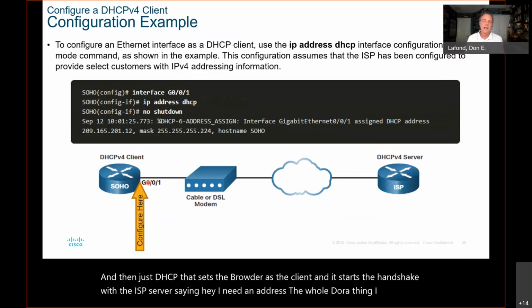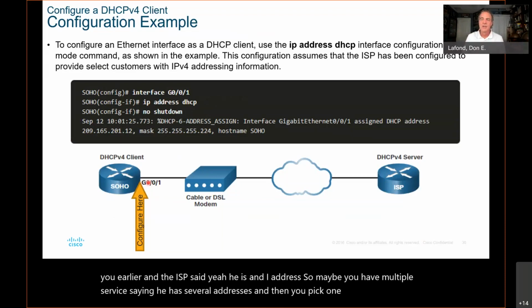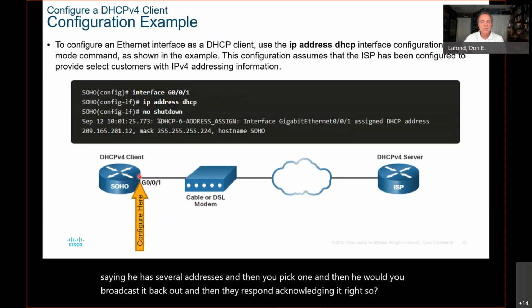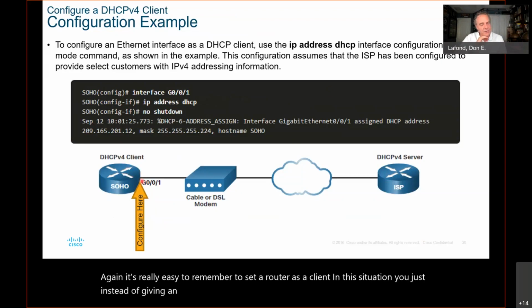And the ISP says, oh, yeah, here's an address. Or maybe you have multiple servers saying, here's several addresses. And then you pick one, and then you broadcast it back out, and then they respond acknowledging it, right? So again, it's really easy to remember to set a router as a client in this situation. Instead of giving it an IP address, you just type in the word dhcp, and it will reach out and get its own address.